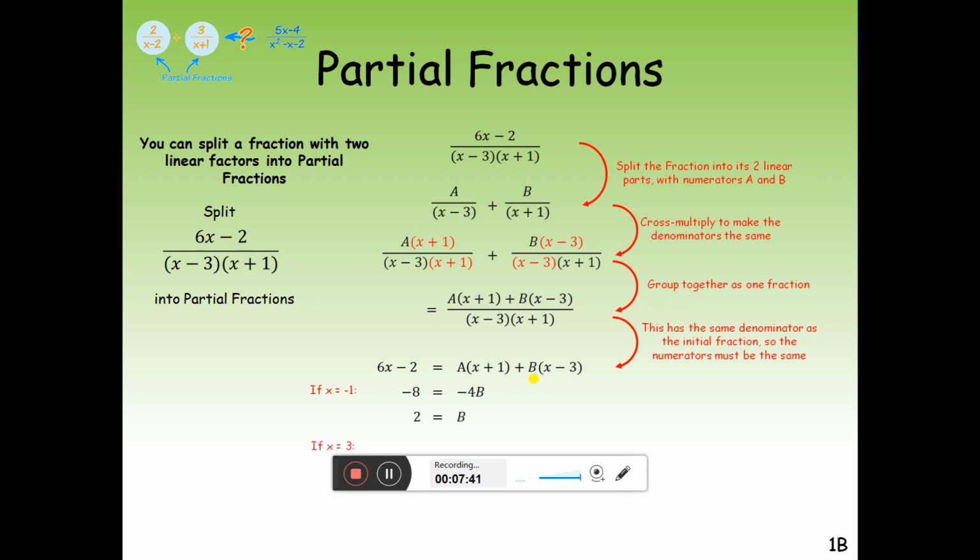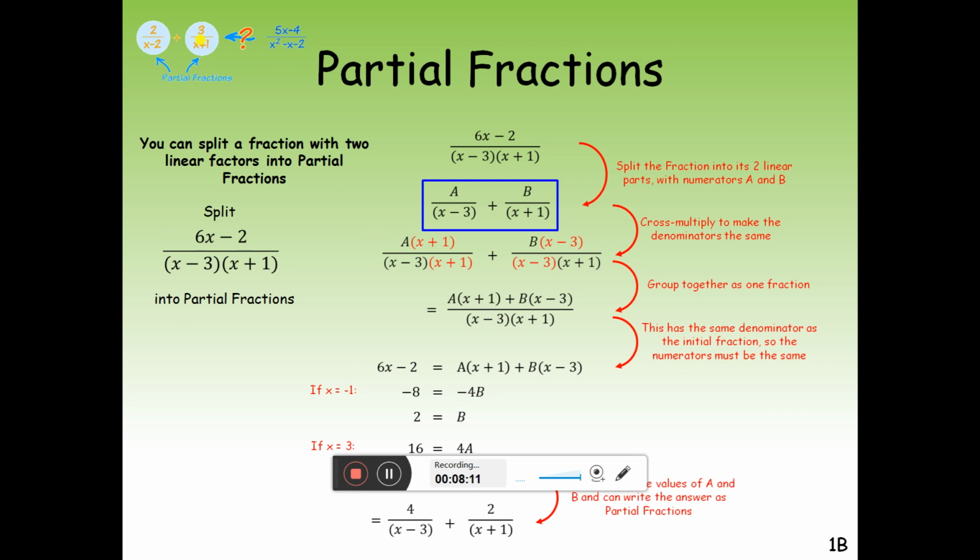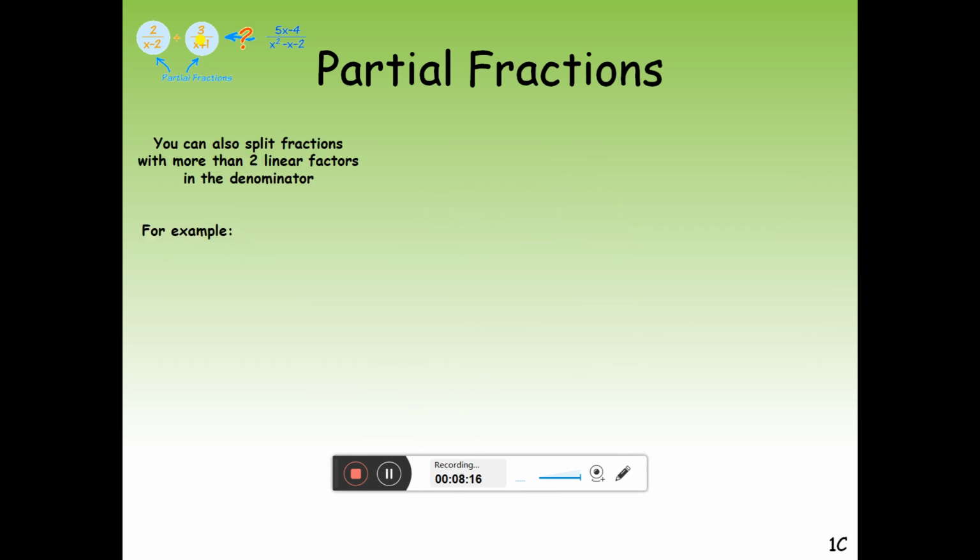Similarly, we will take x equal to 3. Why? To make the second factor 0. Now we will get the answer in a only. The left hand side is equal to 16 and the right hand side is equal to 4a. So, a is equal to 4. Then we will put the values of a and b in the factors. We get 4 upon x minus 3 plus 2 upon x plus 1. This is the required partial fraction.